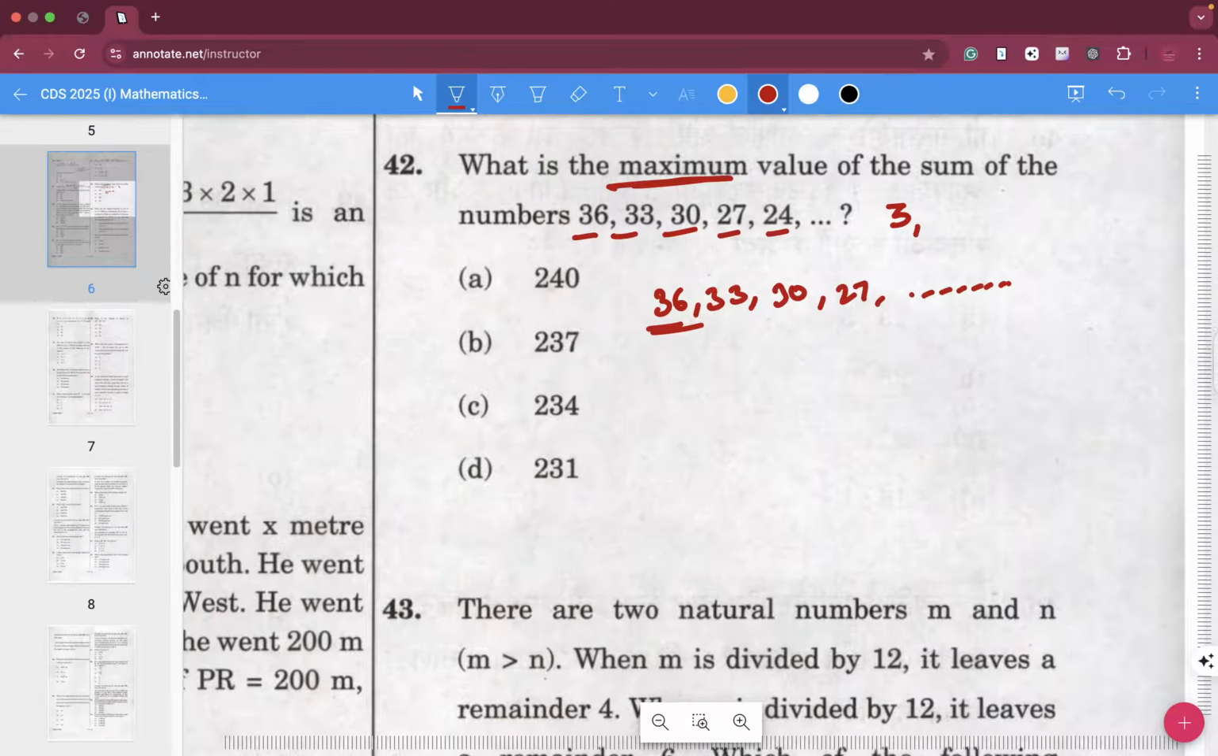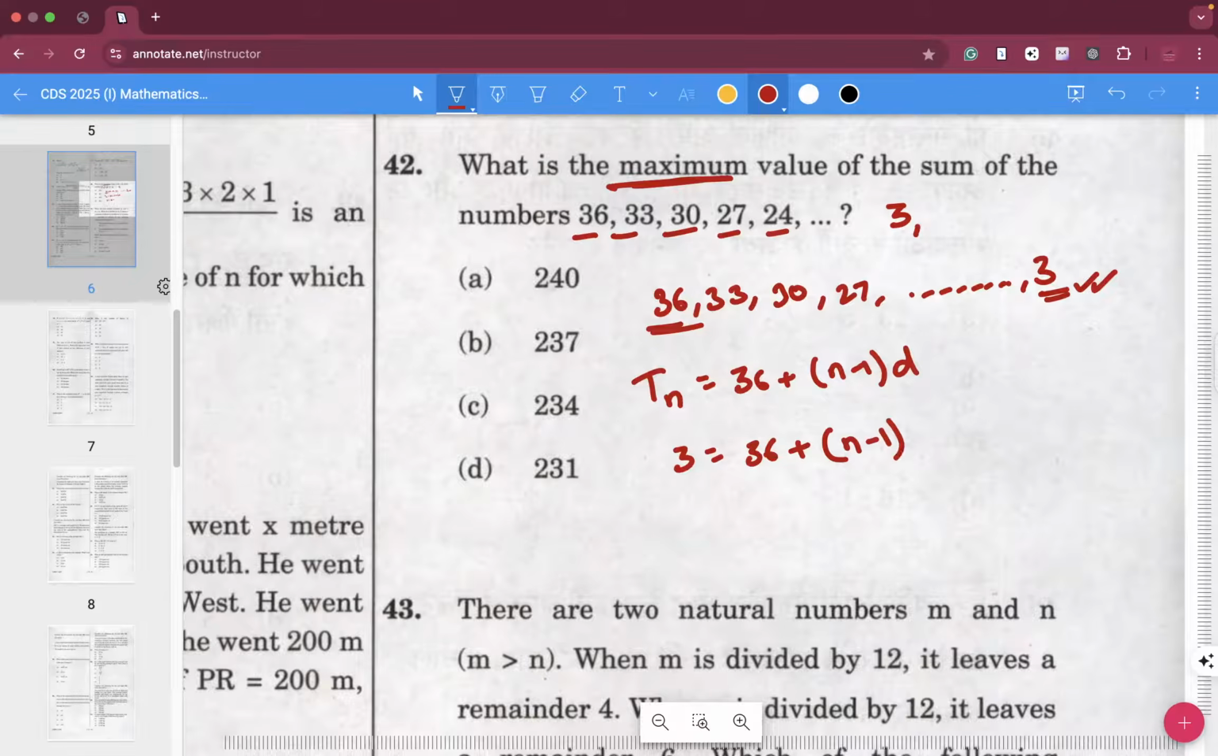So now it goes up till over here, 3. Now we have to find out which term 3 is. You know from the AP, arithmetic progression, the nth term is equal to a plus (n minus 1) into d. The nth term is 3, which is 36 plus (n minus 1) d. We don't know n, this is what we have to find out.